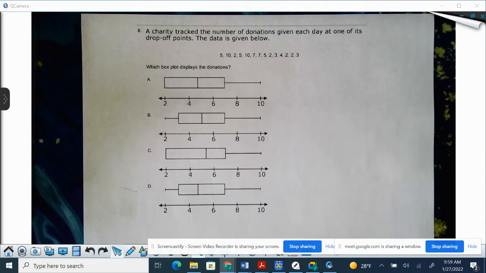Taquan, are you using Desmos or are you using a calculator? Elijah, Desmos or calculator? Okay, so you do have a 2, yeah.